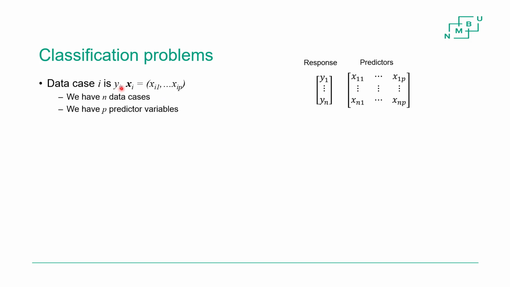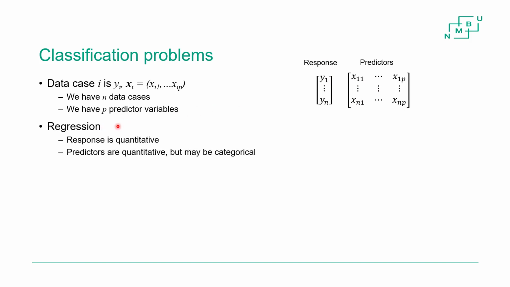The index i now refers to row number. So data case i is row number i, either 1, 2, 3, 4, and so on, down to n. There are n data cases, n rows. And this is how data have been looking like all the time, right? We always have data in tables.